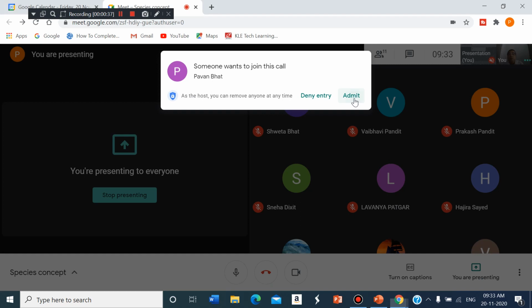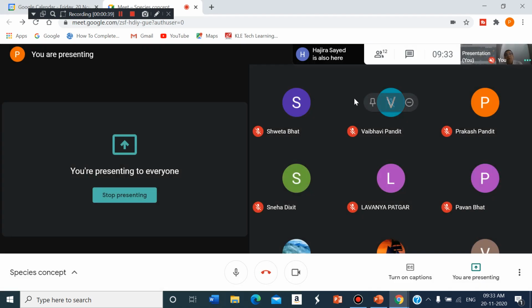But before that, what I expect is we should also know what exactly is meant by a species. Because unless we have some broad idea about the species and species concept, we will not be able to understand and appreciate what actually the speciation is, what are the different types of speciation. So that's why I think let us first complete the species concept and then move on to the speciation.